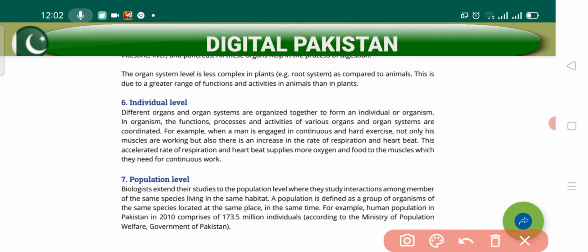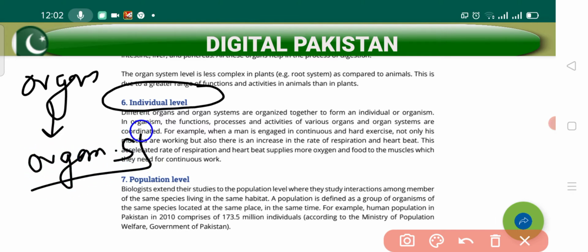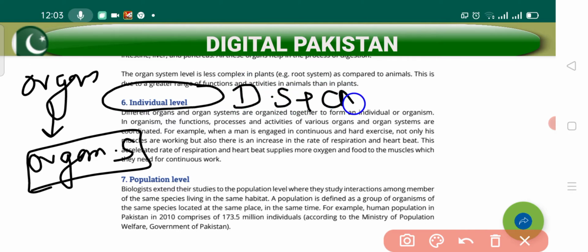Well, today what we are going to discuss is the individual level. Students, we know that different organs are making the organ system, as I have explained to you before. Now, in the science class from the start, we have learned many organ systems, like the digestive system, central nervous system, respiratory system.